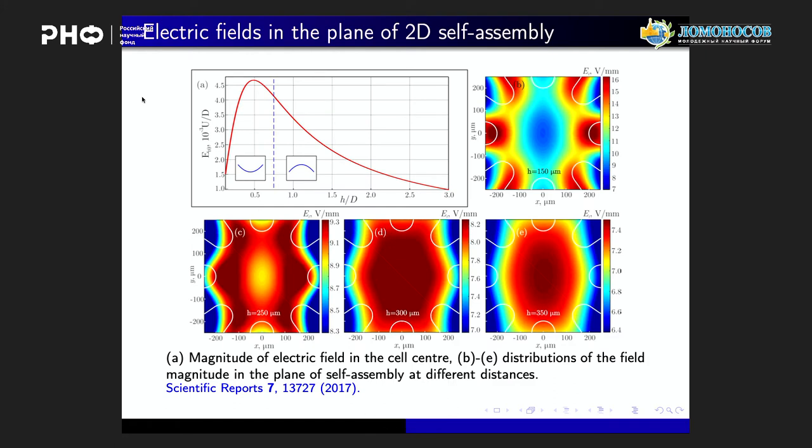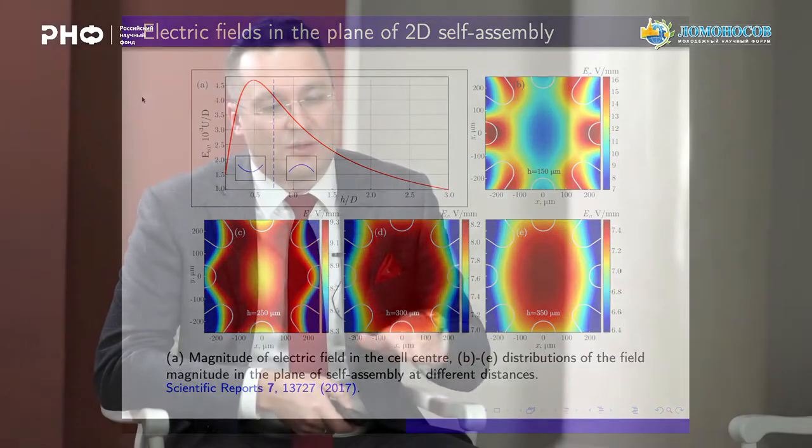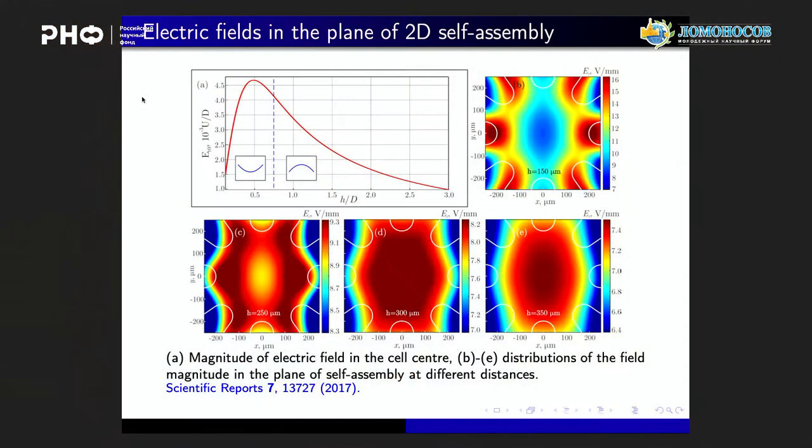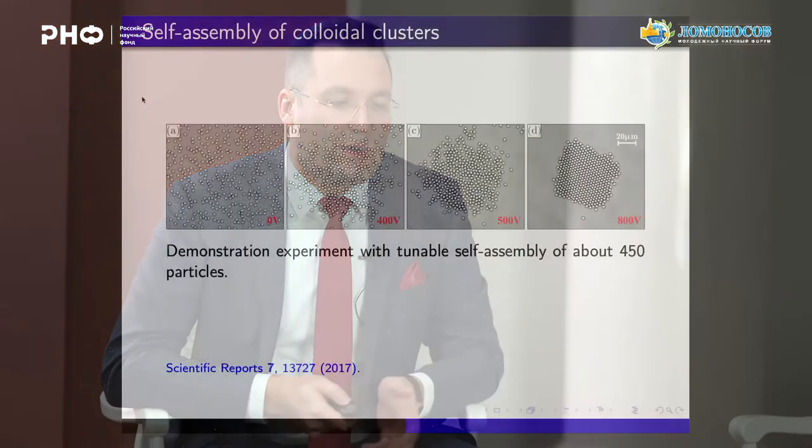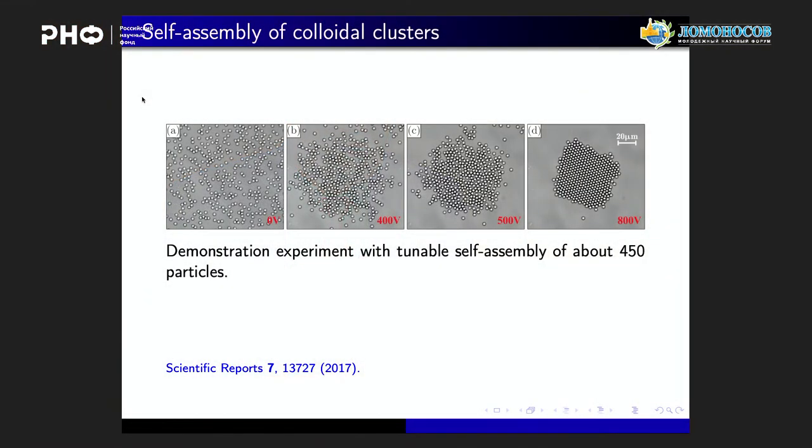At some distance from the electrode system, we have the distribution of the electric field. You can see in figure D that we have the most homogeneous distribution of electric field in the plane of the colloidal monolayer. It means that we can arrange the interactions between individual particles in exactly the same manner over very large distances. Up to 10,000 particles could interact with each other with exactly the same interaction law. And that's what we have as a result.